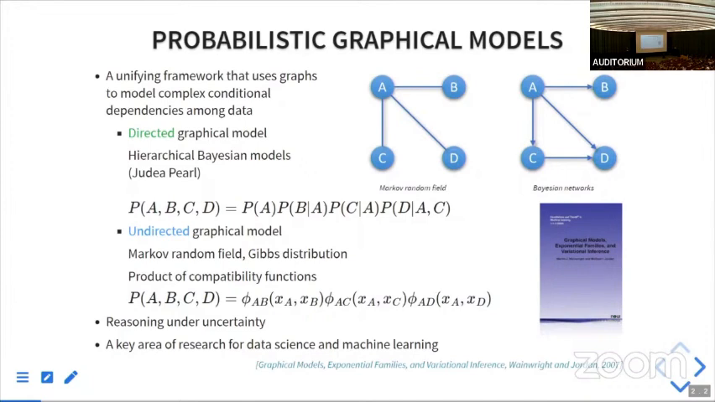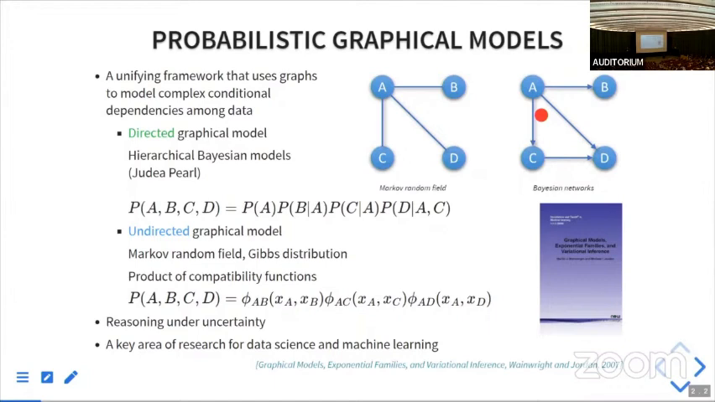Like the graph on the right, you have arrows between the nodes, and the arrows are modeling the conditional dependence. For example, vertex D has parents E and C. So once E and C are given, then D is independent of the rest of the nodes. And because of this independence information, you can write the distribution P(A, B, C, D) in a factored form.